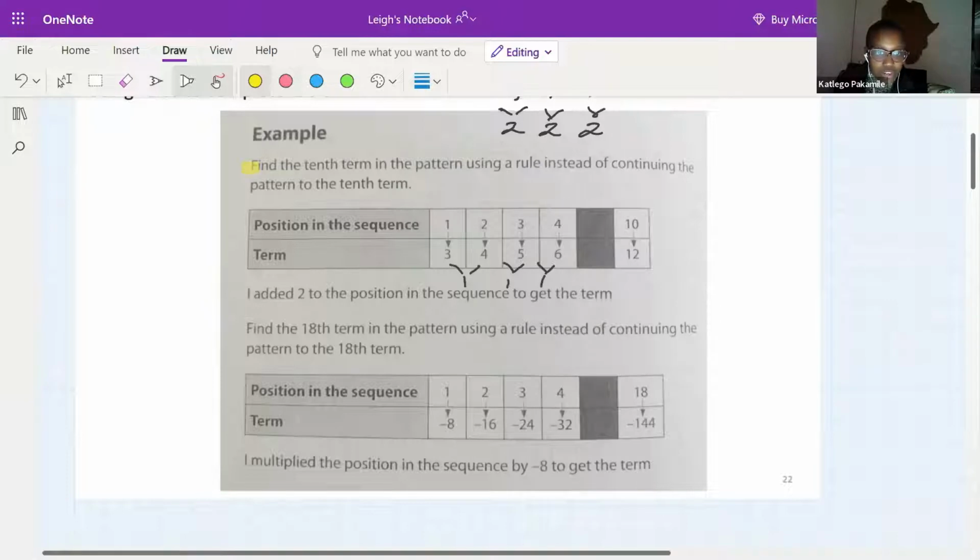So do you agree that these are the position of the term? When I say position, I'm asking what number is that term, right? So 1 means it's term number 1. 2 is term number 2, and so on, right? So term number 1 has a value of what? What is term number 1? Nima?